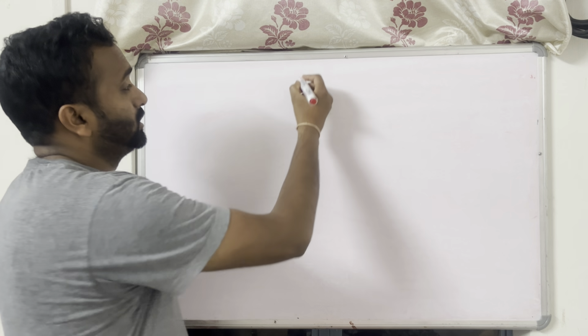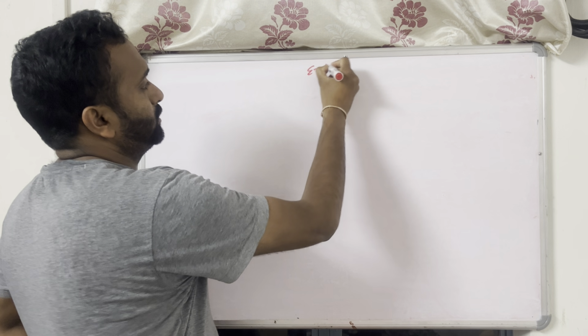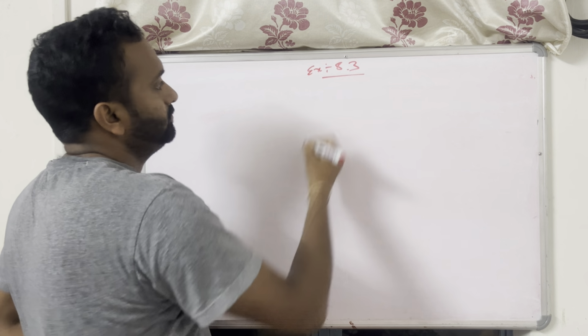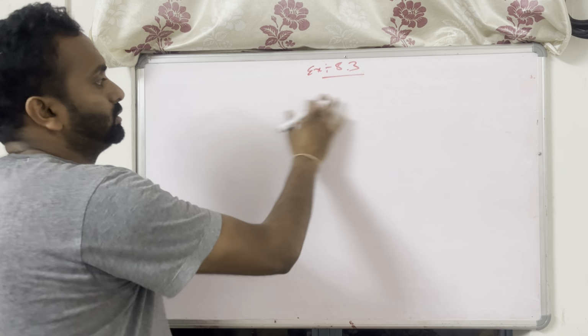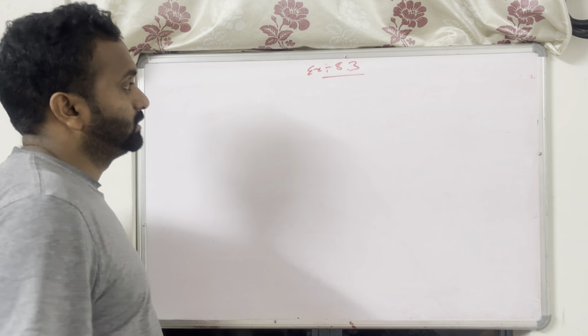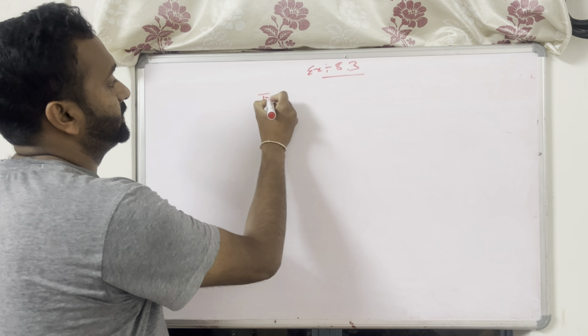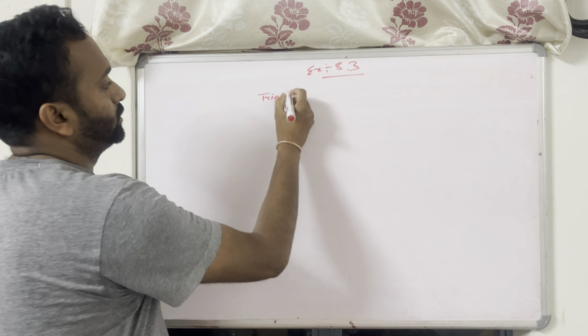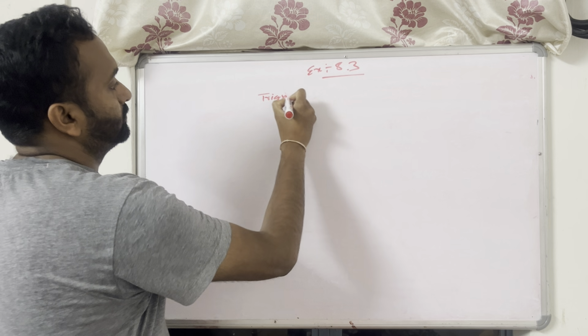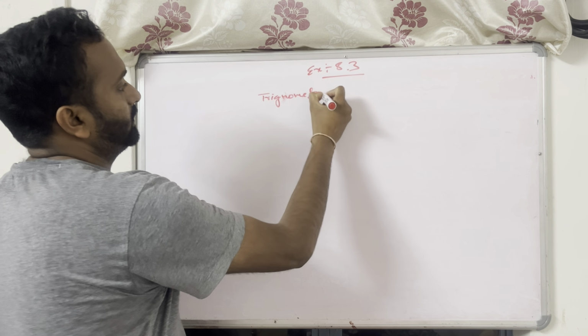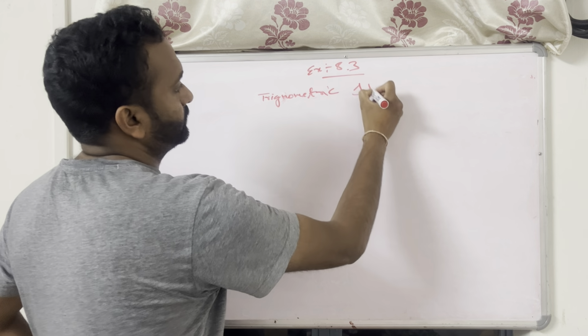So now let's do the introduction of exercise 8.3. This chapter, this exercise, is basically about trigonometric identities.